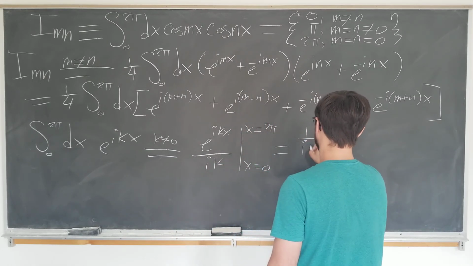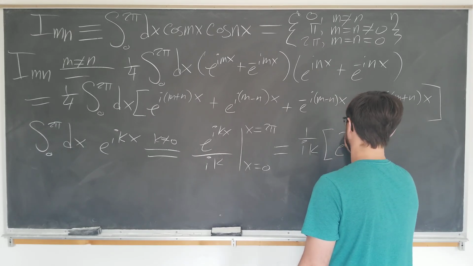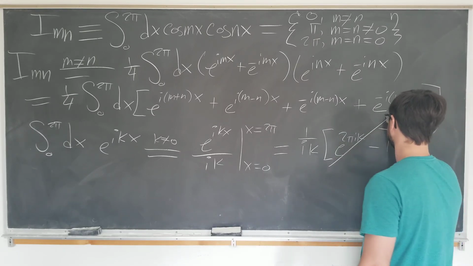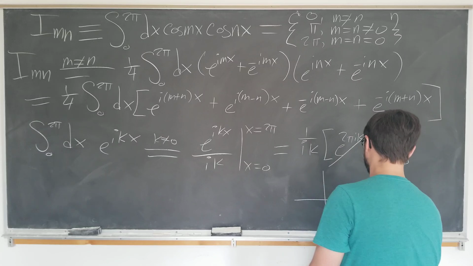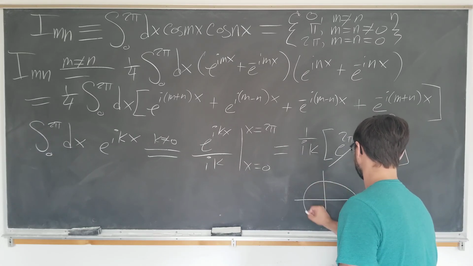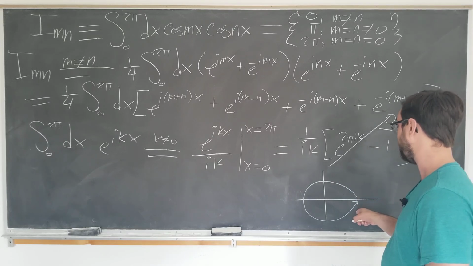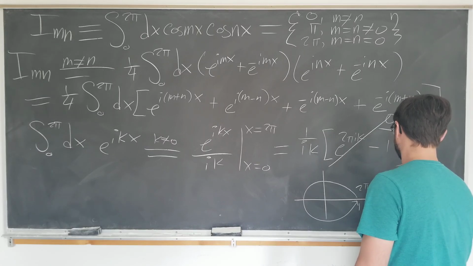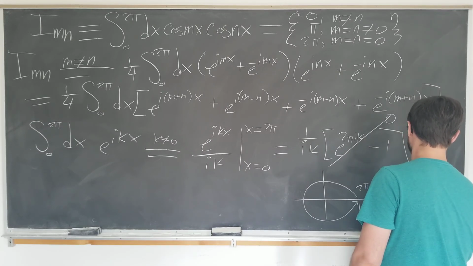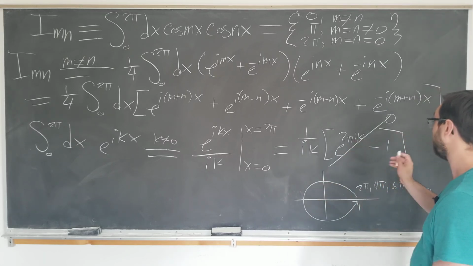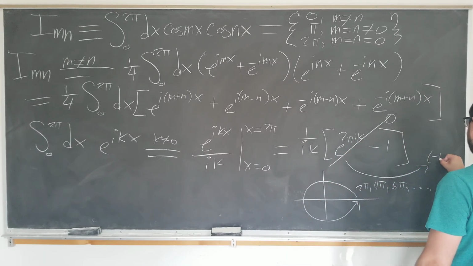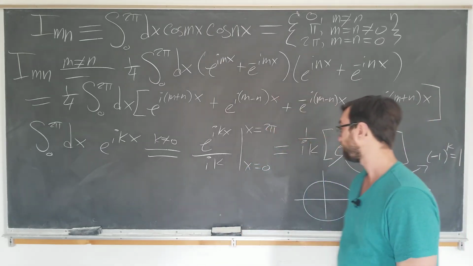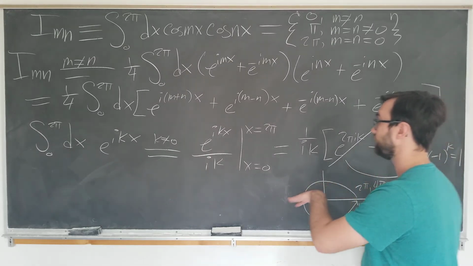Just becomes 1 over ik times (e^(2 pi ik) - 1), which is 0 because we know in the complex plane that when we go around the circle, any multiple of 2 pi times, we get back to where we started, 1. So it's either 2 pi, 4 pi, 6 pi. Any even multiple of pi is always going to be 1. In fact, we can rewrite this as just (-1)^k, which is of course 1 for any integer k. So we see that it is in fact 0.